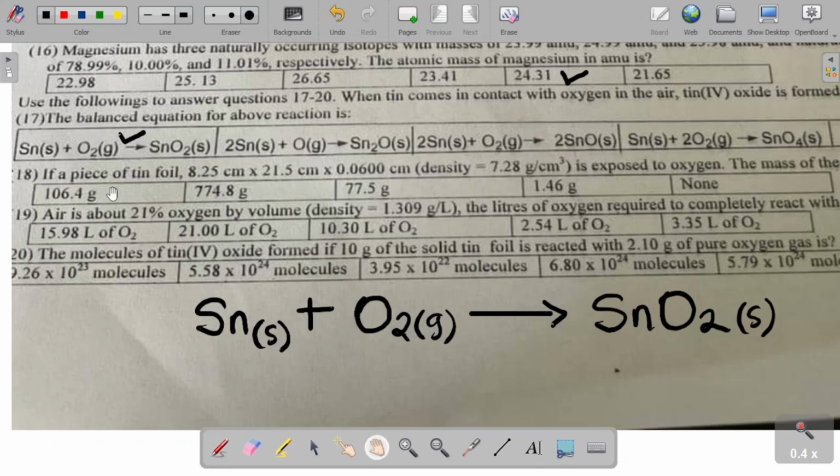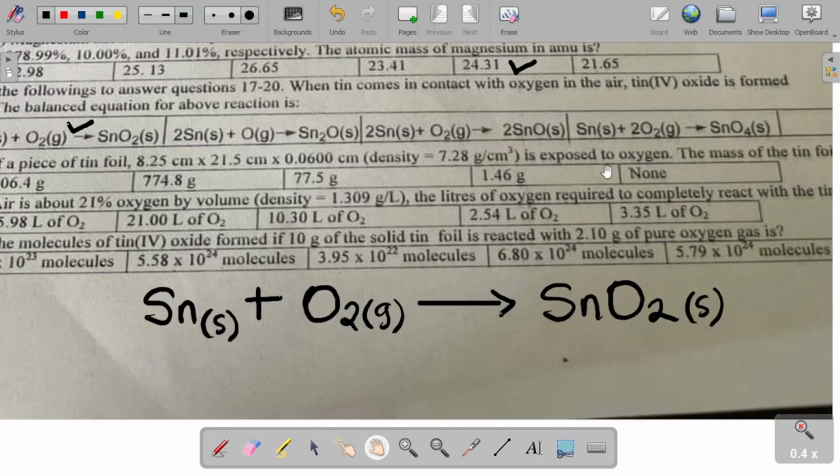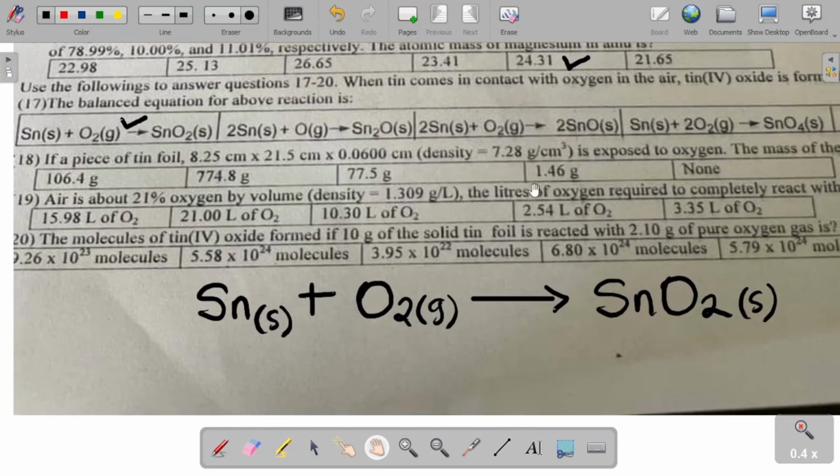The next one says, if a piece of tin foil 8.25 centimeter by, this times means it's called by because we're dealing with dimensions here, 8.25 centimeter by 21.5 centimeter by 0.0600 centimeter, and they give the density as 7.28 gram per cm cube, is exposed to oxygen, the mass of tin foil. So we want to get the mass of tin foil. What you're given here shows the dimensions, and from this we can calculate the volume.